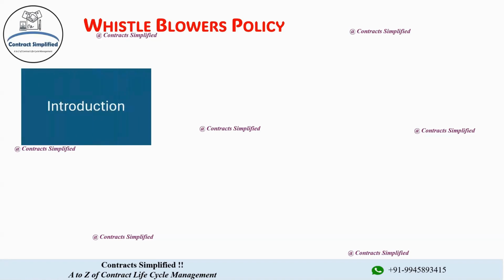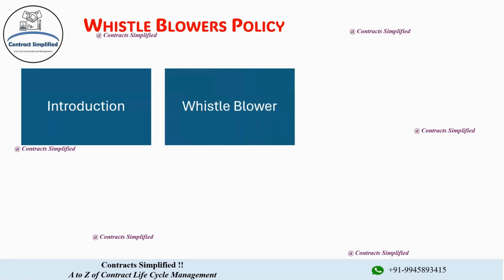So, moving towards introduction, a whistleblower's policy is a formal set of procedures and guidelines established by an organization to protect individuals who report misconduct, unethical behavior, fraud, and other wrongdoing within the organization. These policies are designed to encourage employees, contractors, or other stakeholders to come forward with information without fear of retaliation.